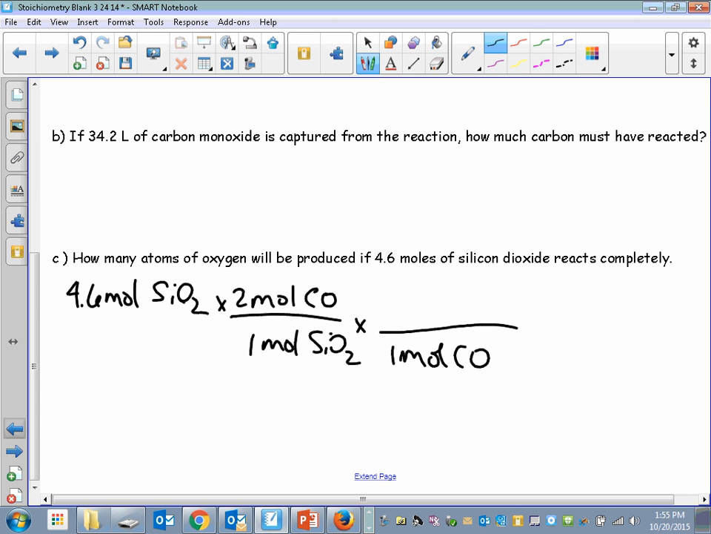So on this one, since it says how many atoms of oxygen were produced, I looked to see where oxygen was produced. It was produced in the form of carbon monoxide. That's why I went there. You can also do an internal mole ratio with silicon dioxide, but I'm doing it the more technically correct way. So when you get to moles of carbon monoxide, your job is to get to something that's smaller, which would be molecules of carbon monoxide. And then in one molecule of carbon monoxide, there's one atom of oxygen.